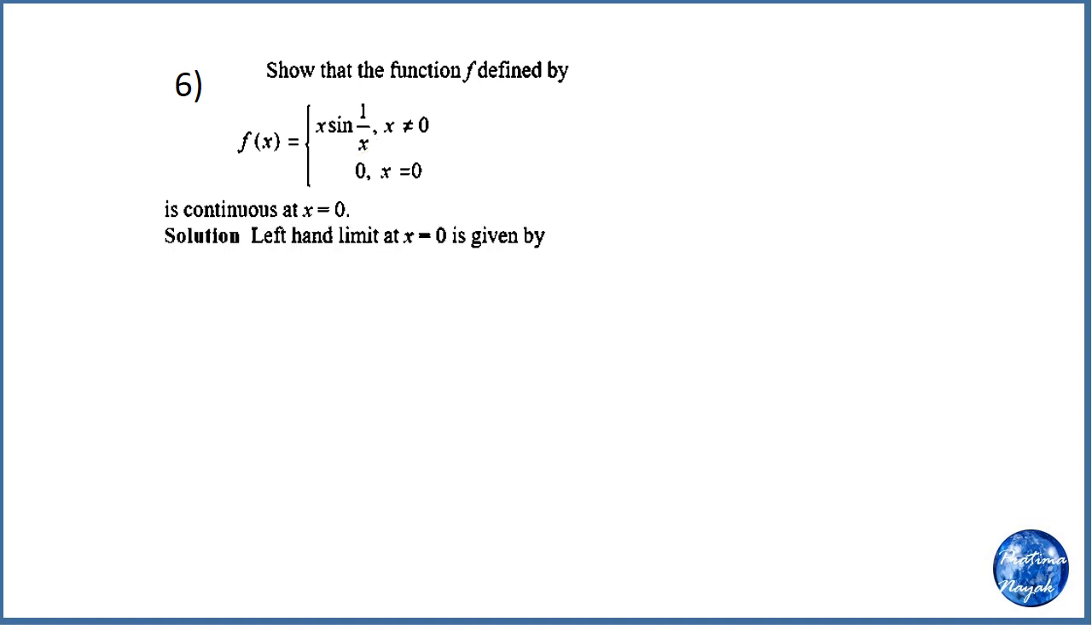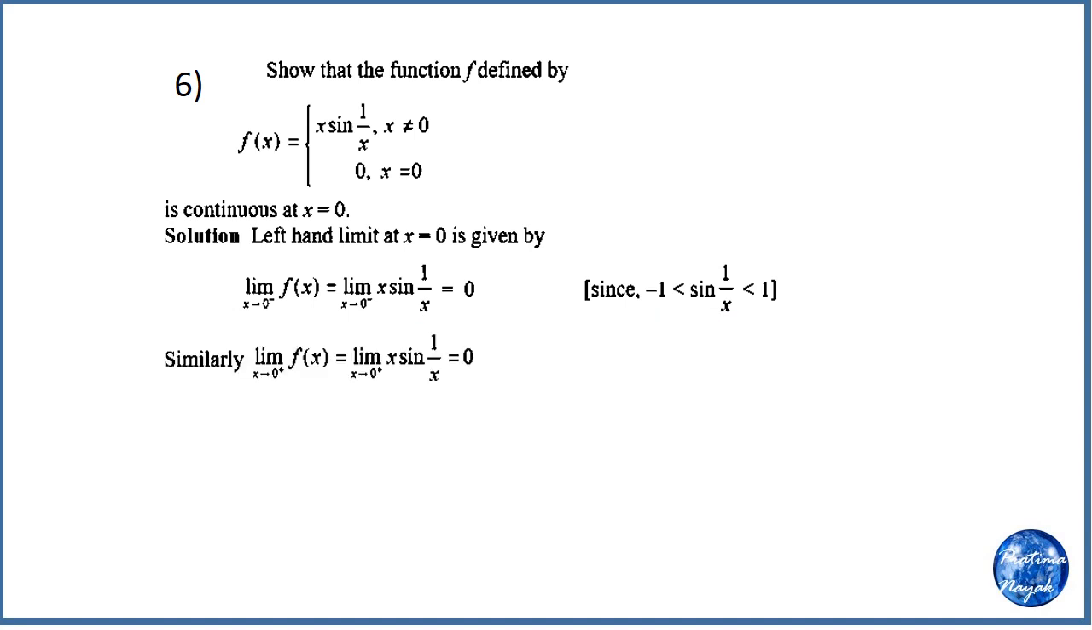Left hand limit. Now limit x tends to 0 minus f of x is equal to limit x tends to 0 minus x into sine 1 by x. This is equal to 0. Why is this 0? Because this value lies between minus 1 and 1. But since you are taking x equal to 0, this value will become 0. Now coming to right hand limit, that also you will get 0, because you are putting x equal to 0. So it will be x into 1 by x, again you will get 0.